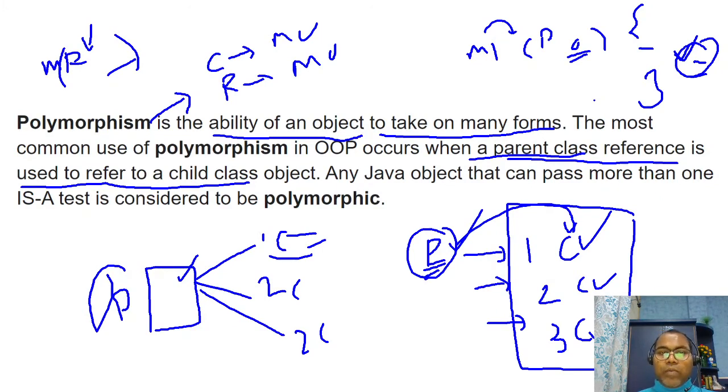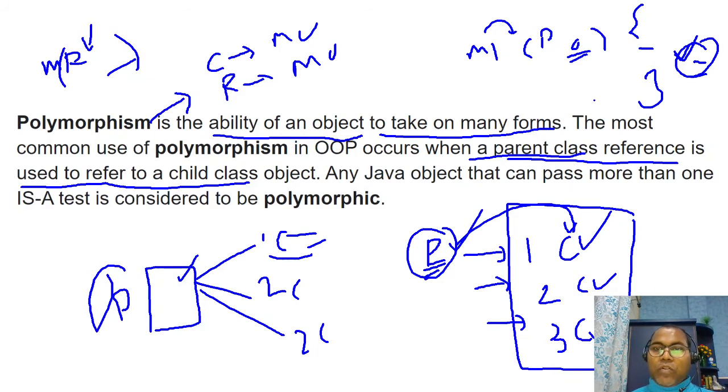So polymorphism is the ability to take one object in many forms. The parent class has multiple child classes. If you assign child one to the parent class, it behaves like child one. If we pass a second class object, the parent class behaves as the second class object. So this is polymorphism.